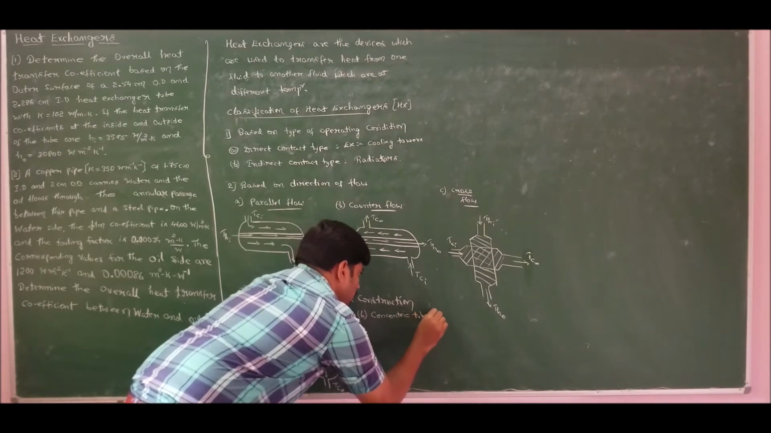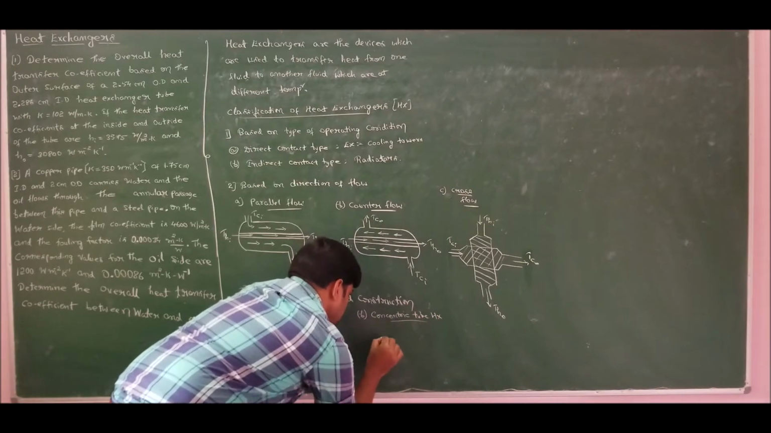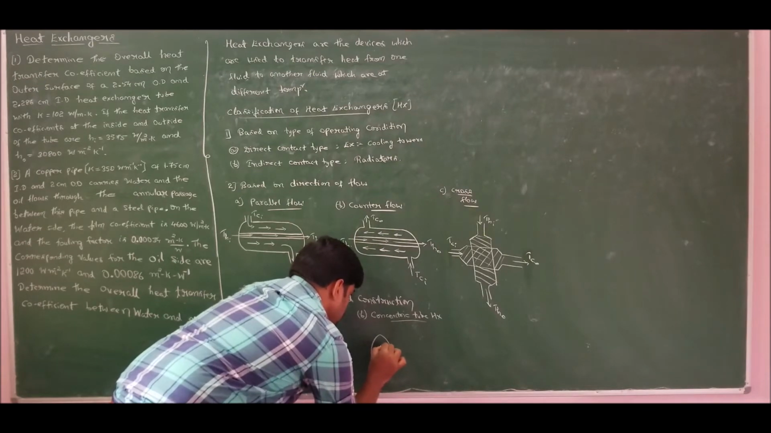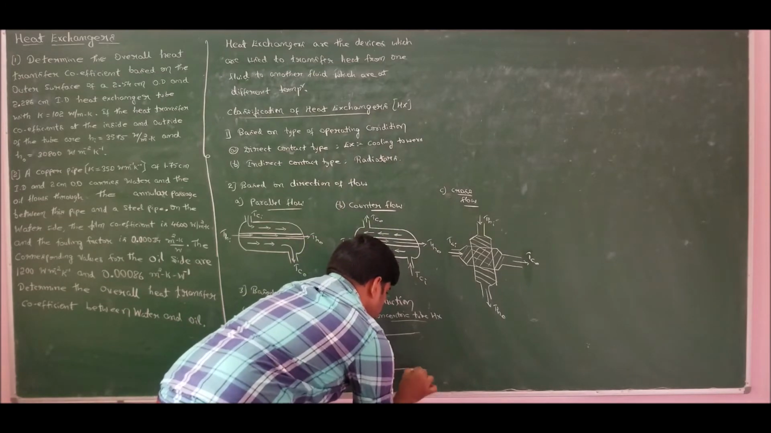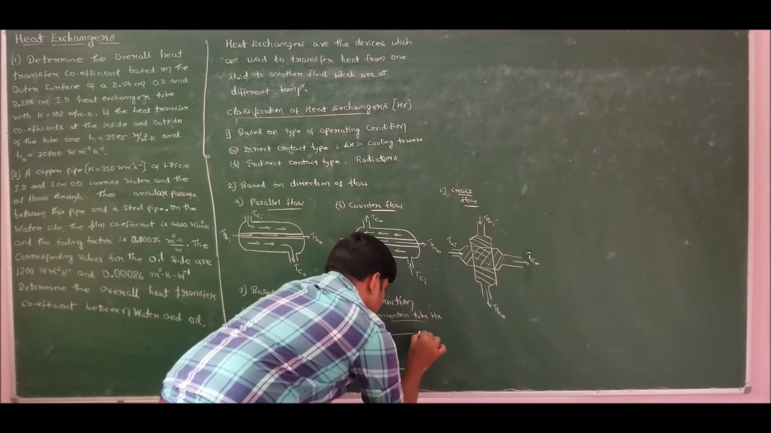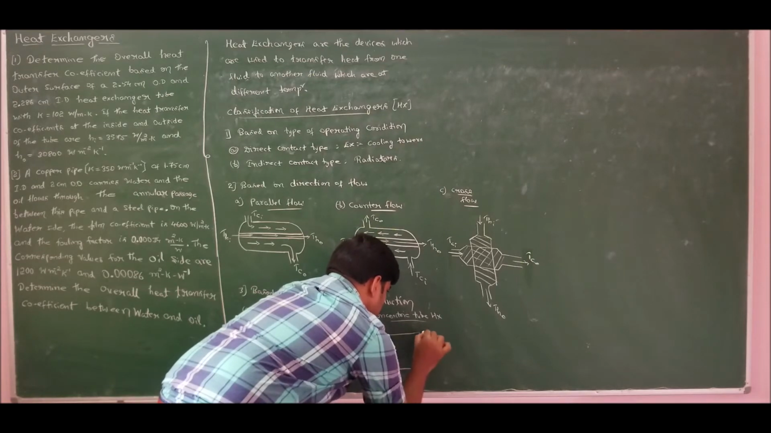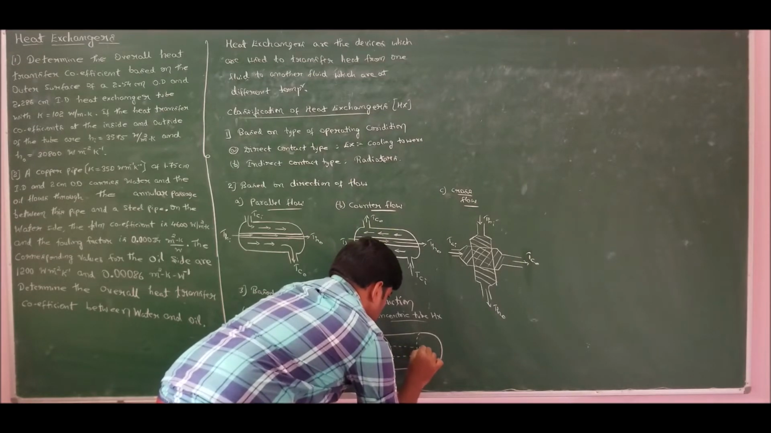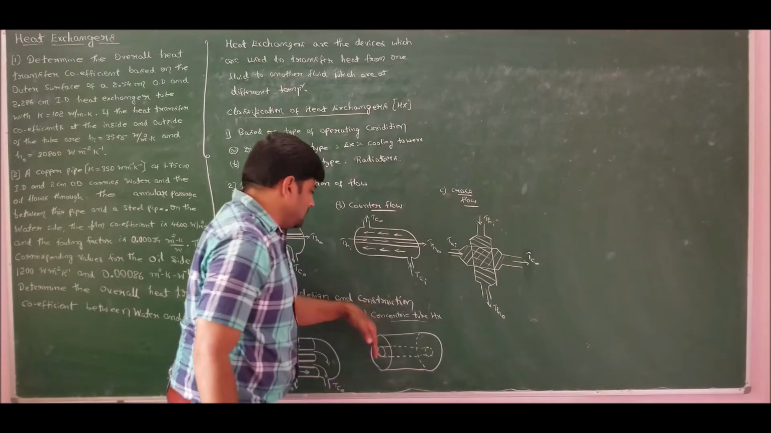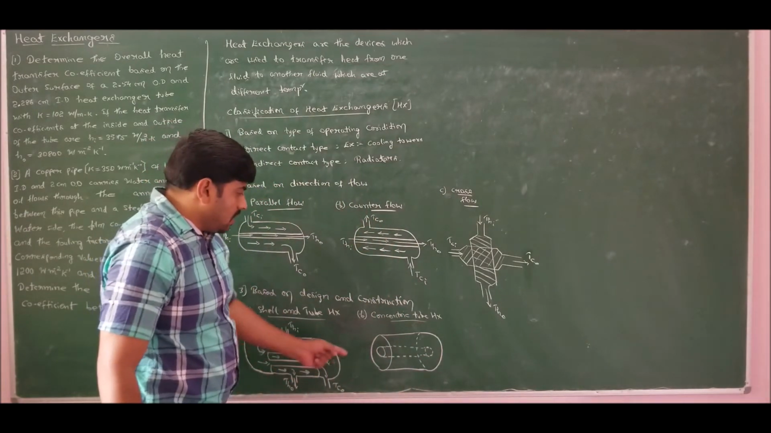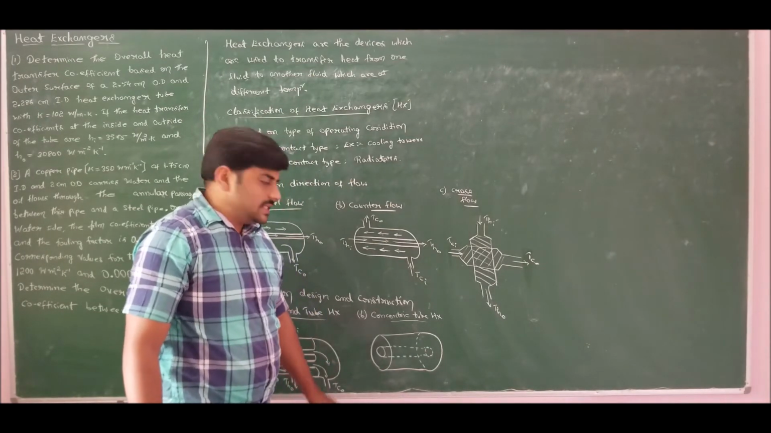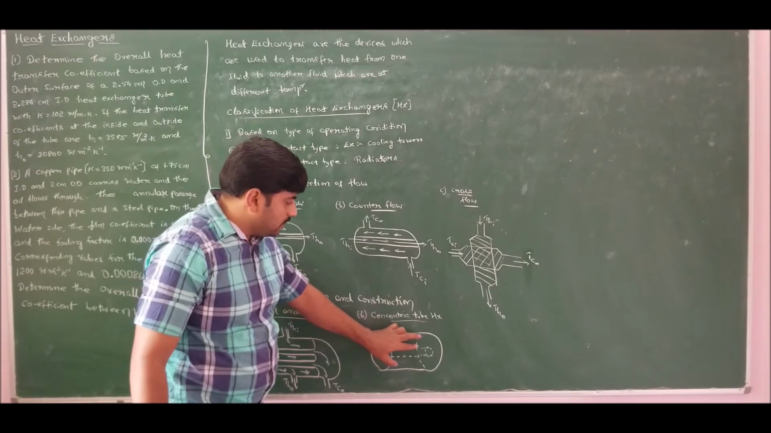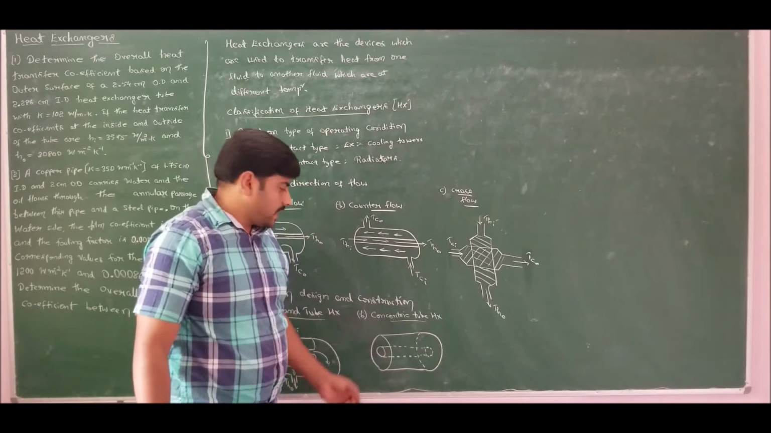Concentric tube heat exchangers. Let us consider two concentric tubes, which are also called as tube-in-tube heat exchanger or concentric tube heat exchanger. So this is an example for concentric tube heat exchanger. In one tube, one fluid will flow. In the outer tube, another fluid will flow. That is the annulus between the inner tube and outer tube.